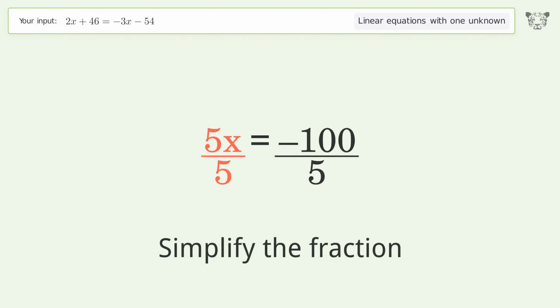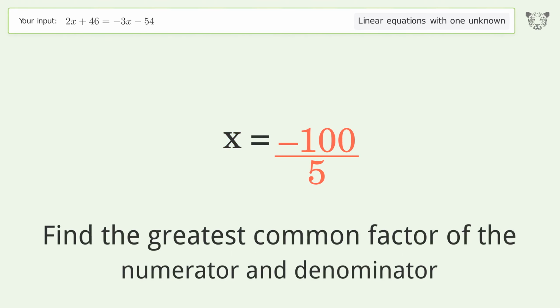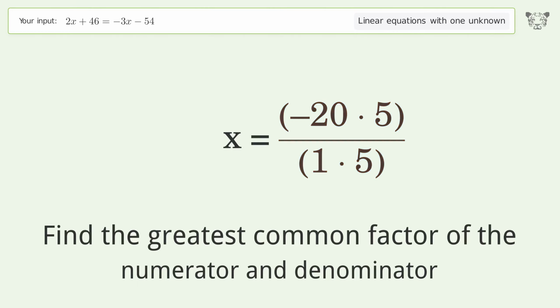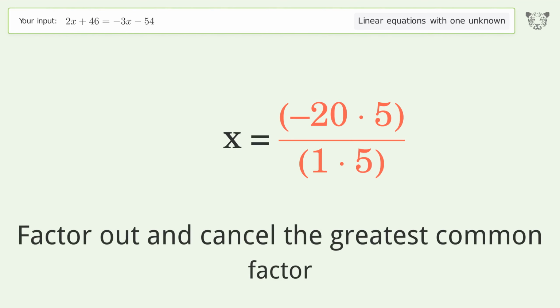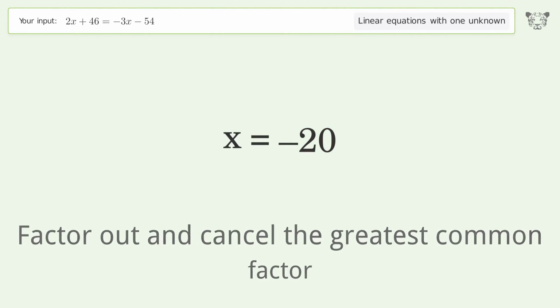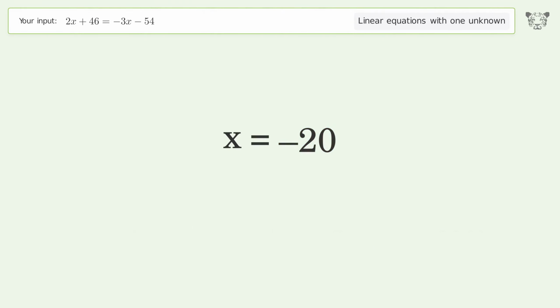Simplify the fraction. Find the greatest common factor of the numerator and denominator. Factor out and cancel the greatest common factor. And so the final result is x equals -20.